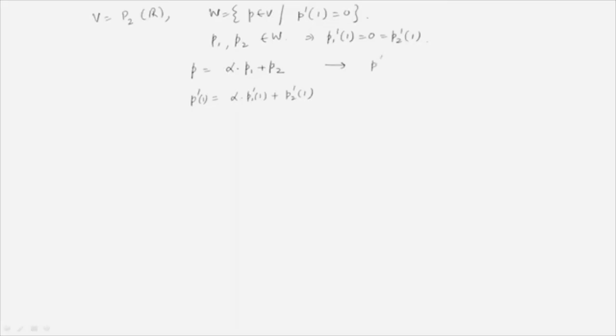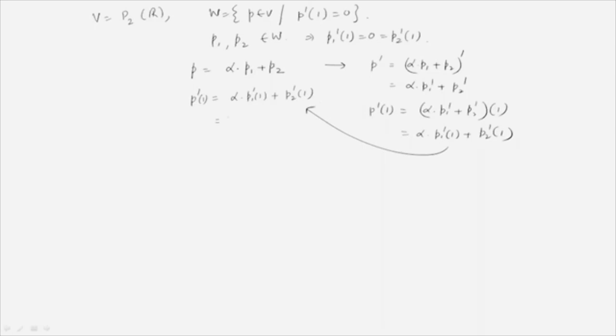P dash is simply the derivative of alpha dot P1 plus P2, which is alpha dot P1 dash plus P2 dash, dash means derivative. Now P dash at 1 is alpha dot P1 dash at 1 plus P2 dash at 1, which is this statement. Okay. And this is alpha dot 0 plus 0, which is 0. So that means this P is also in W, and that means this W is a subspace of the vector space V.